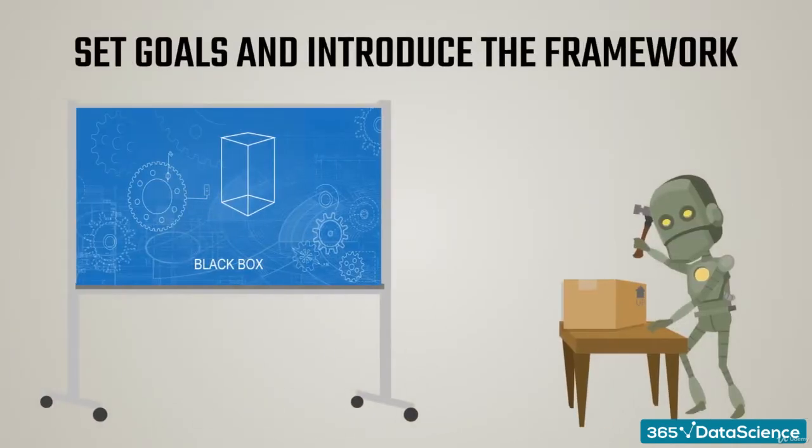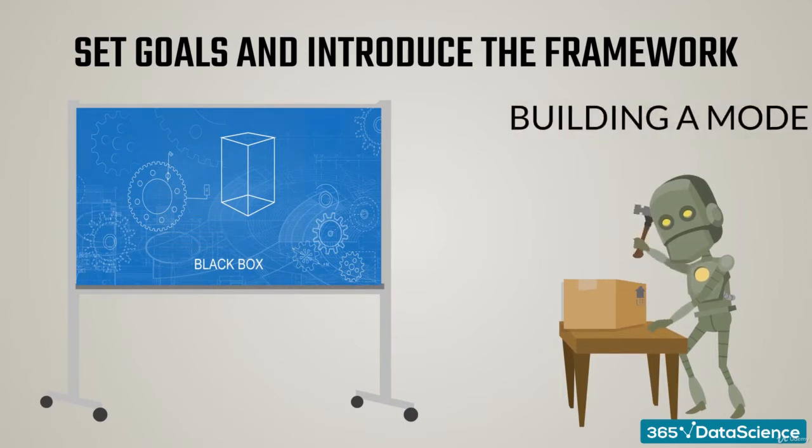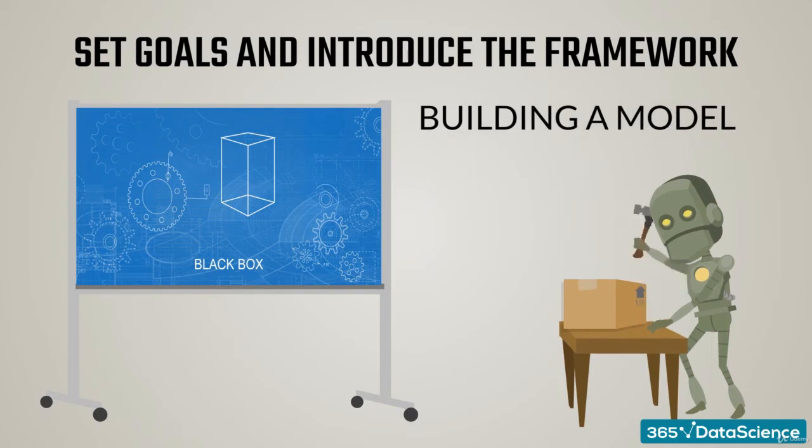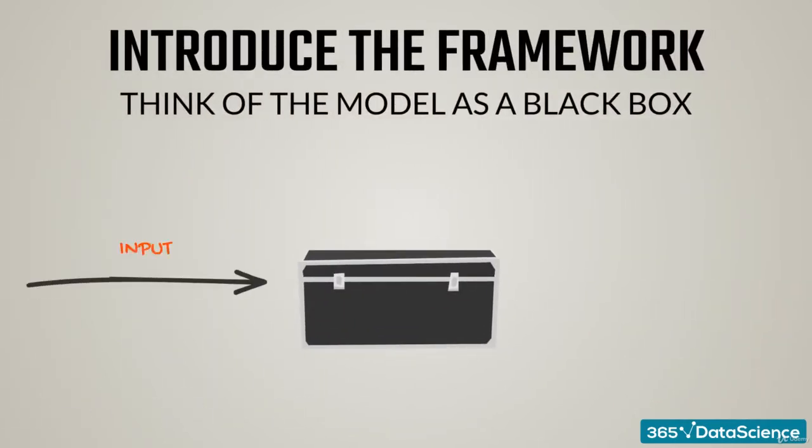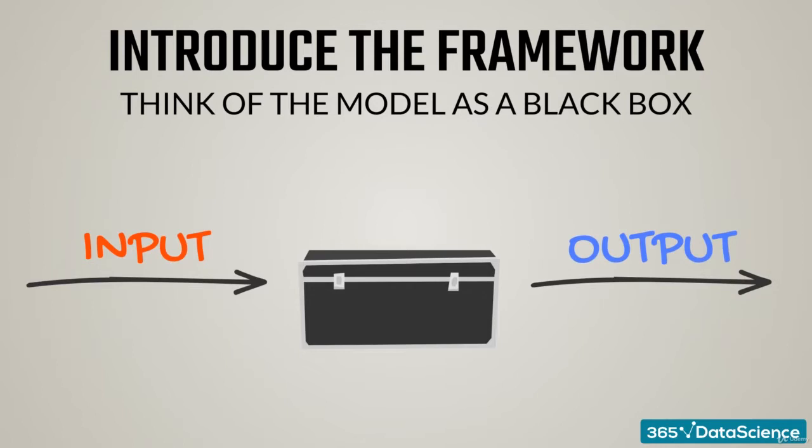It is time to set our goals and introduce the framework we will use. Creating a machine learning algorithm ultimately means building a model that outputs correct information given that we've provided input data. For now, think of this model as a black box. We feed input and it delivers an output.